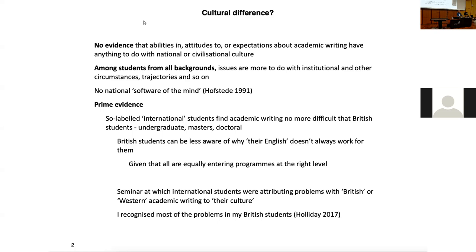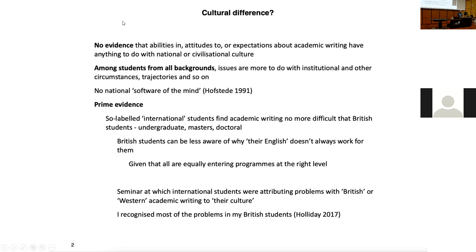I don't believe at all that there's such a thing as the software of the mind in the terms Hofstede uses: that we come from a particular culture and therefore this makes us think in a certain way. The evidence I'm using is that I taught lots of British students and lots of so-labeled international students, and I don't find academic writing any more difficult for them than for anybody else. I would say, though, that British students who only speak English have the disadvantage of not being so aware that they can't rely on a language that is totally familiar to them. People with more than one language come with huge linguistic resources.